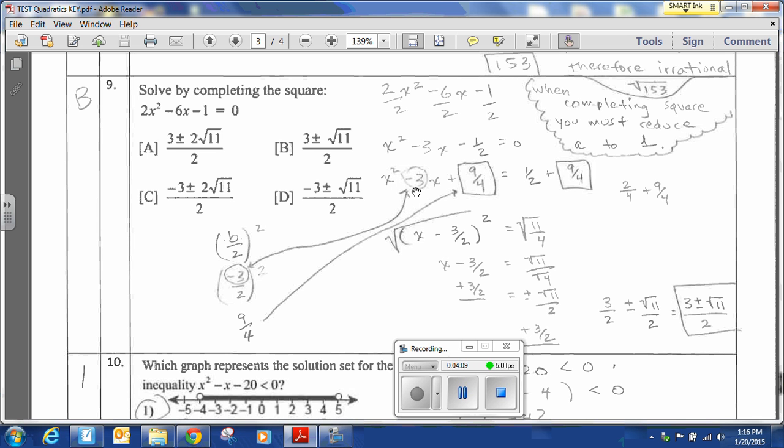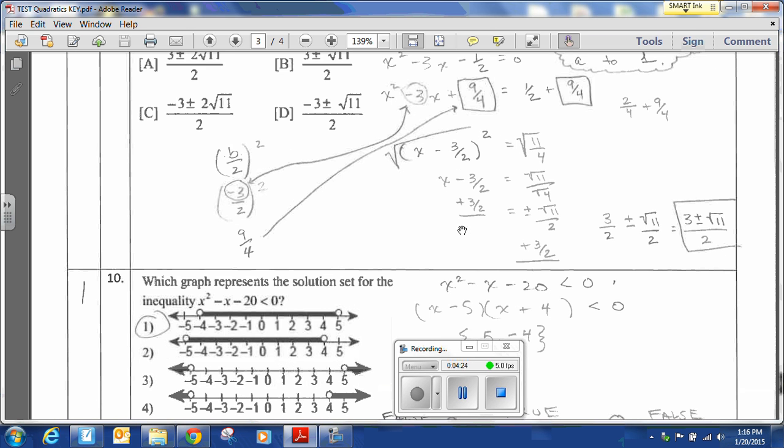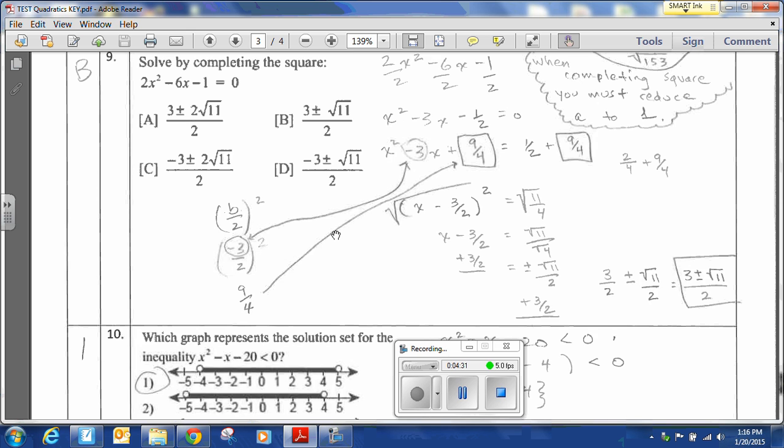b is -3. -3 over 2 squared is 9/4. Add fractions to get 11/4. Take the square root of both sides. And as you can see, we write our final answer with a shared denominator of 2.